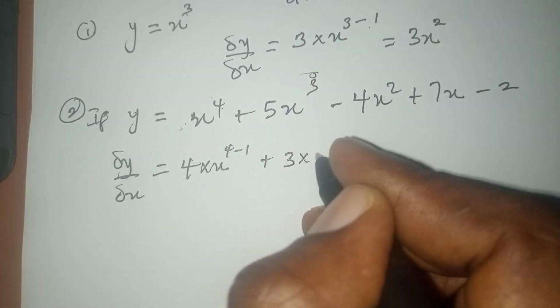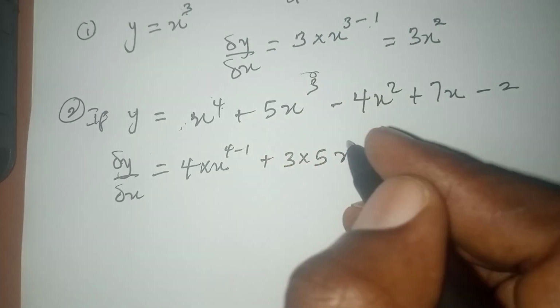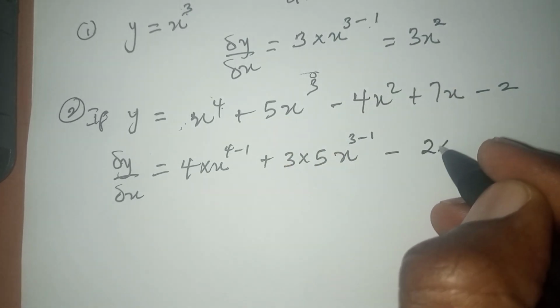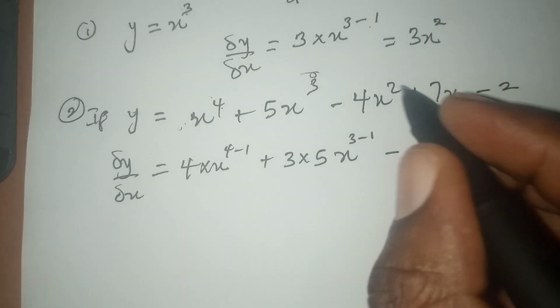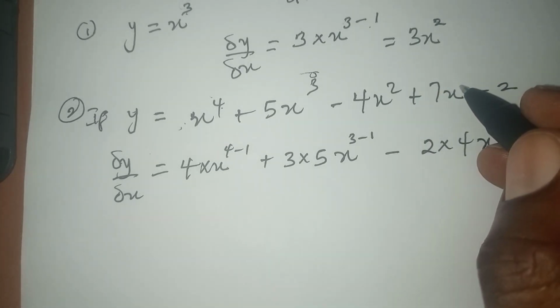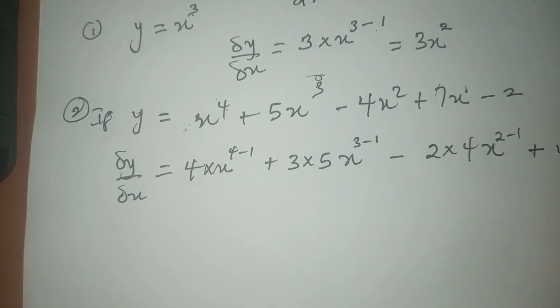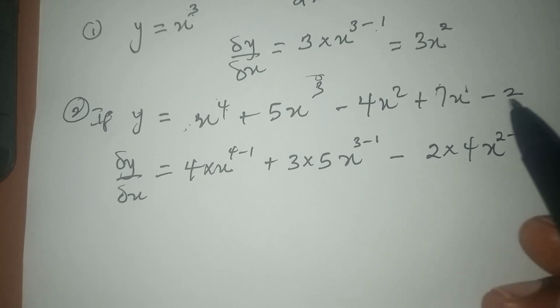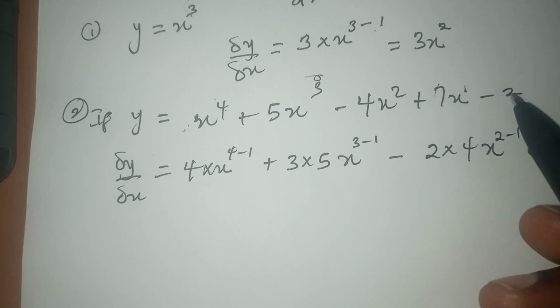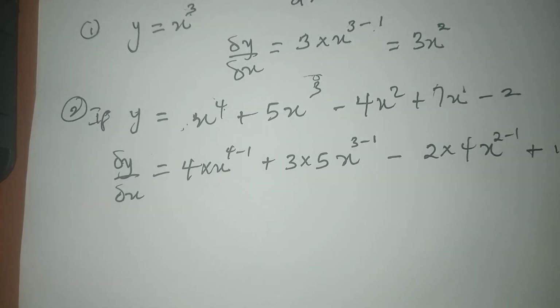That will be 3 times 5 x raised to power 3 minus 1, minus 2 is going to come down times 4 x raised to power 2 minus 1, plus, now what's the power of x here? 1. 1 is going to multiply 7, then x raised to power 1 minus 1, then minus 0. Why? Because whenever you differentiate a constant, it will give you 0.